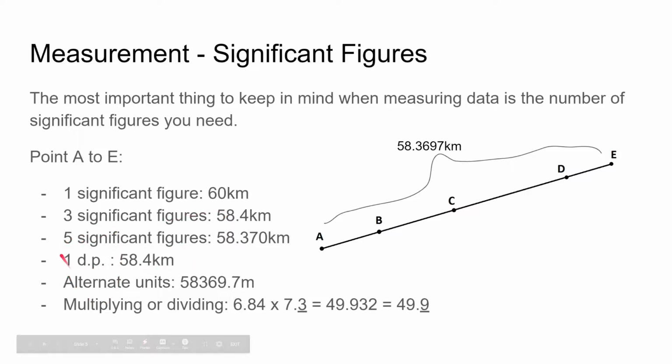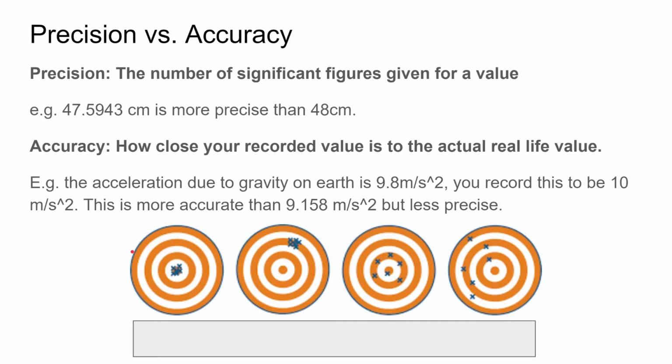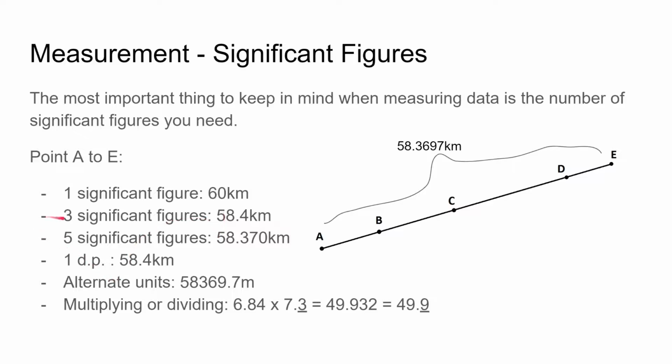Then you have one decimal place. It's different, obviously, from one significant figure because instead of starting at the first number, you start at the first number after the decimal point, which is 3. And so this ends up being the same as our third significant figure answer, which is 58.4 kilometers.